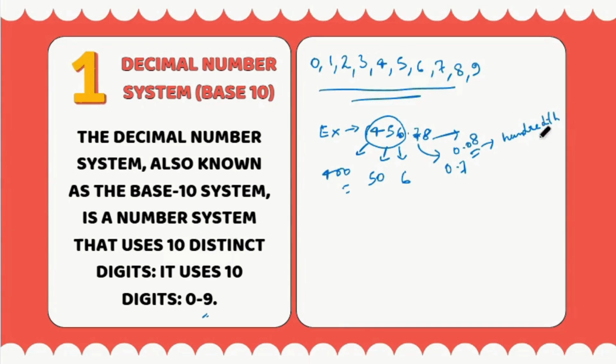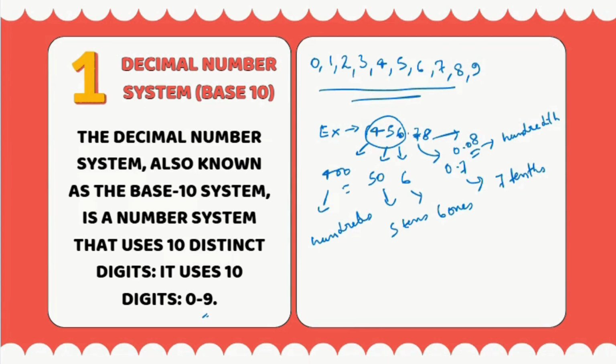Hundredth part, and this is hundreds. This we call as 5 tenths. This is having 6 ones. This is having 7 tenths. So this is a decimal number system which is having base 10, that is 0, 1, 2, 3, 4, 5, 6, 7, 8 and 9.